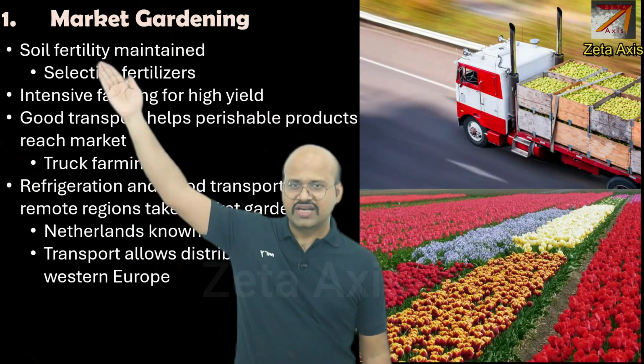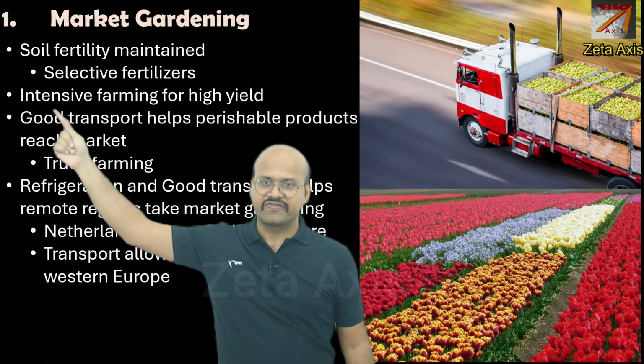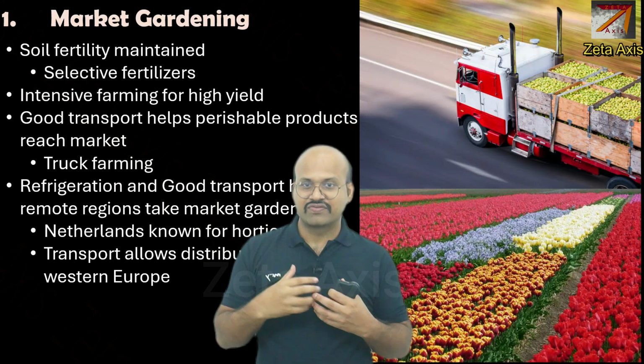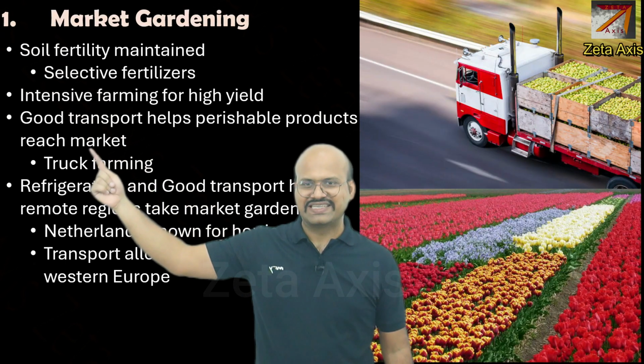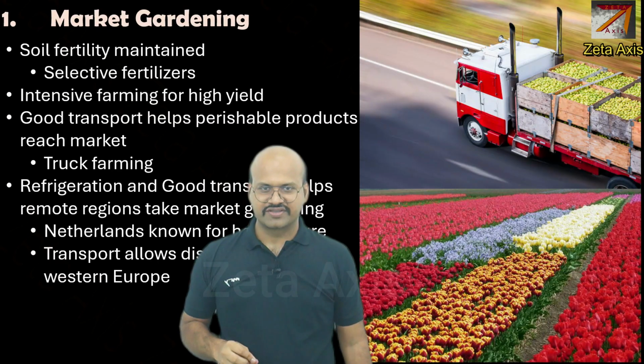Now, the soil fertility is maintained through advanced fertilizer practices and intensive farming, that is, a large number of people are involved or manual labor is involved for high yield. Good transport helps perishable products reach market. So transportation is also a very important part of this.